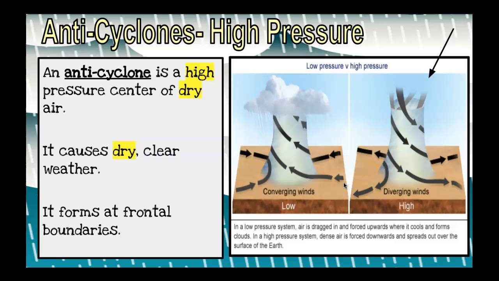So like when you're feeling like you're on a high, you're feeling good, right? So high pressure equals good weather. So an anticyclone is a high pressure system. It's surrounded by dry air, so you're going to see clear weather. Okay, you're not going to have a lot of water vapor or anything like that associated with a high pressure system. And these systems also form at frontal boundaries.